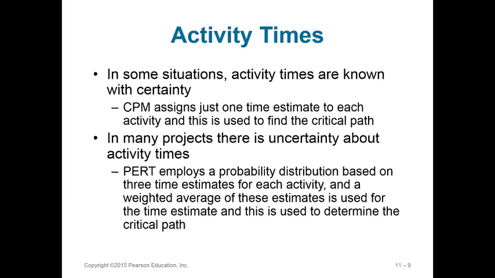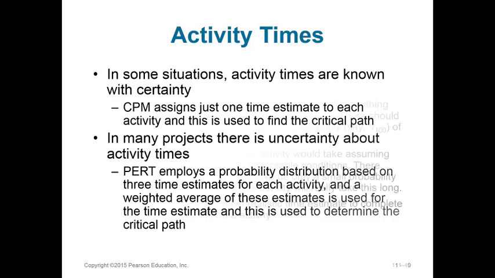Critical path method says here is the length of time that activity is going to take, while PERT says there are multiple possibilities for times here. What is the most likely time? And also we would take a look at what is a pessimistic or an optimistic look at it.